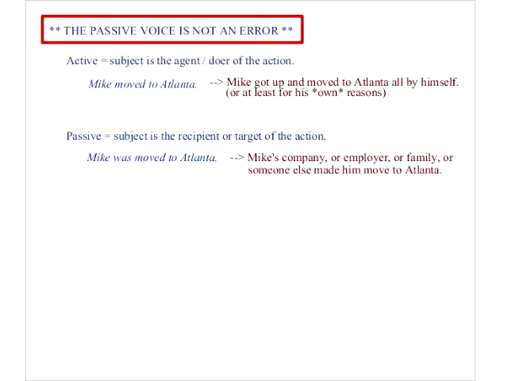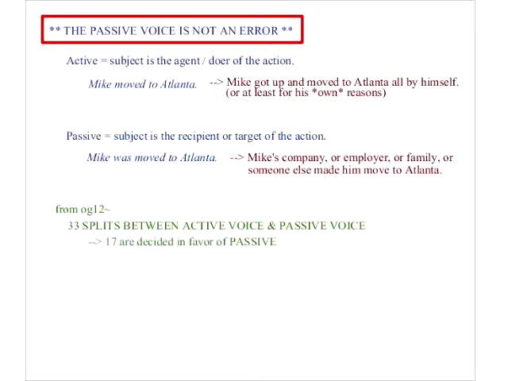Okay, here are some statistics from OG12. There are 33 splits between the active voice and the passive voice. Of those 33 splits, 17 of them are decided in favor of the passive, and the other 16 are decided in favor of the active. Notice that "are decided," by the way, is passive voice, and again, that's fine, because we don't care who's doing the deciding.